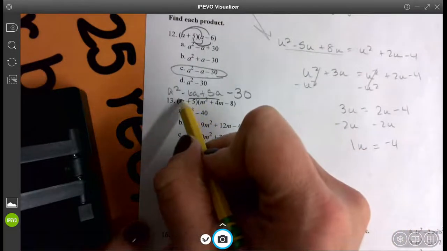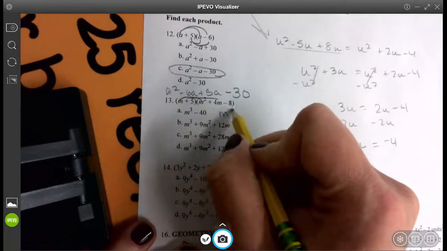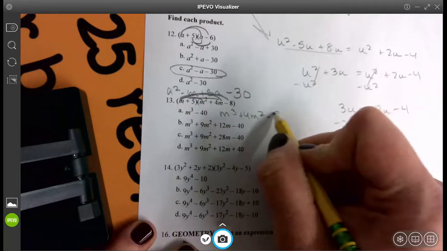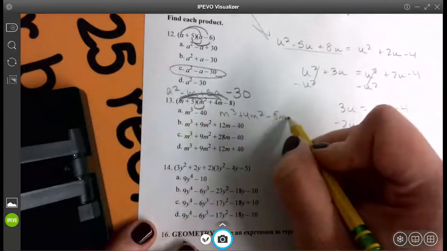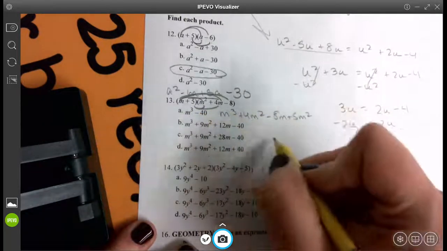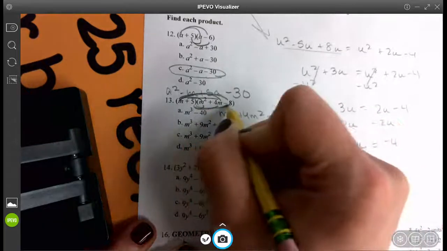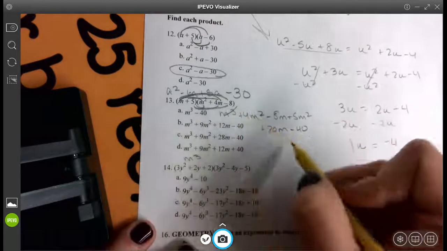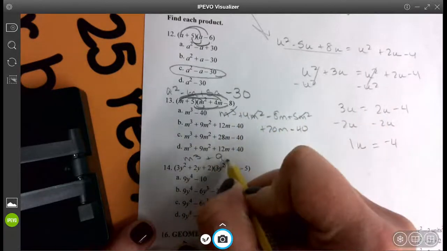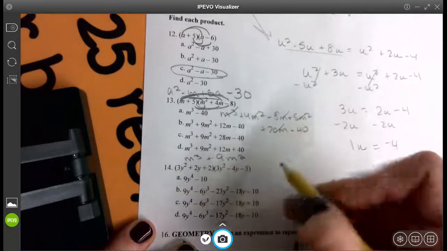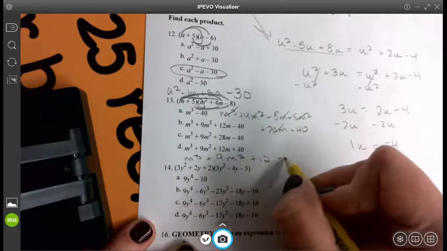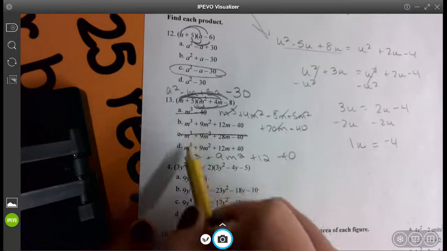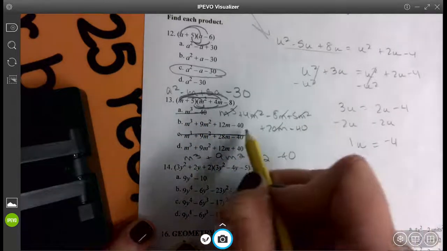Here we have to distribute 1, 2, 3, 4, 5, 6. So you're going to get m cubed, 9m squared, negative 8, and a 20 is a 12, minus 40. Well, the difference between here and here is the negative 40. So your answer is B.